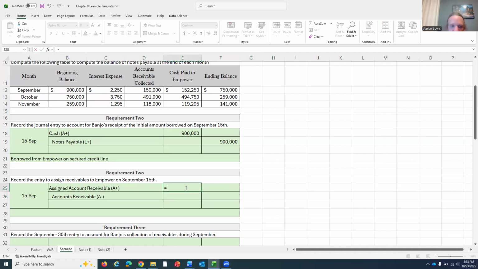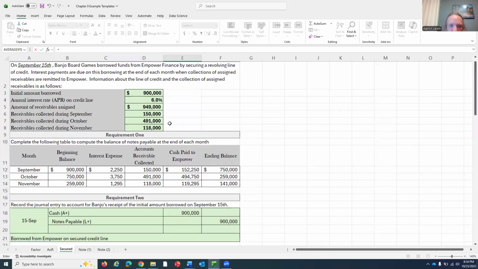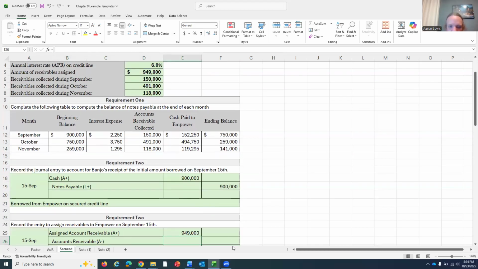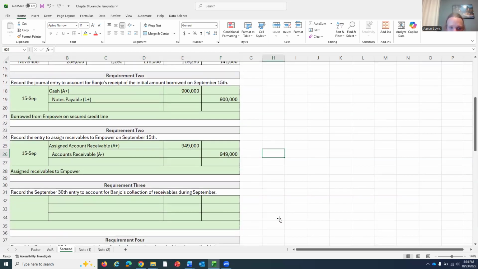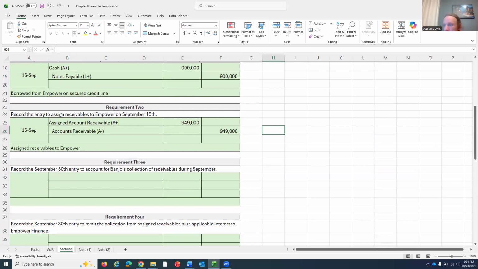What amount did we assign? We assigned 949,000. And here we assigned receivables to Empower. And from here on out, we're just going to have a big fat series, if you will, of using that table that we made above to continuously pay Empower.